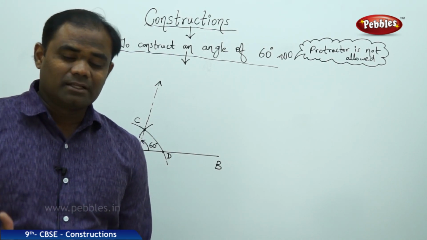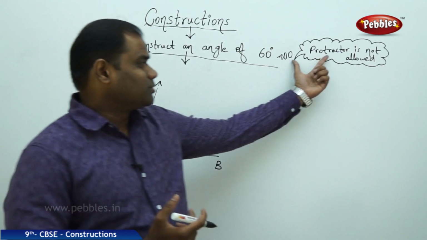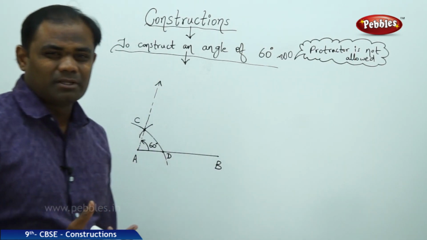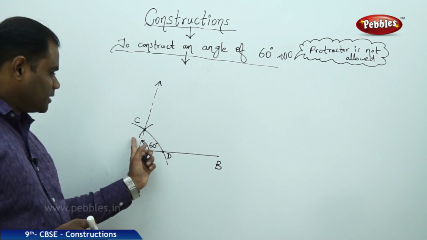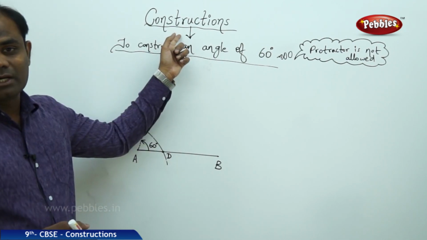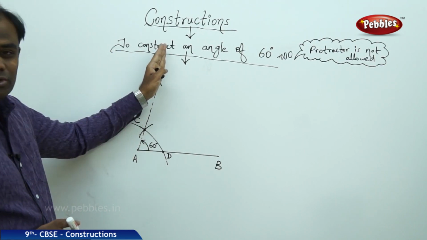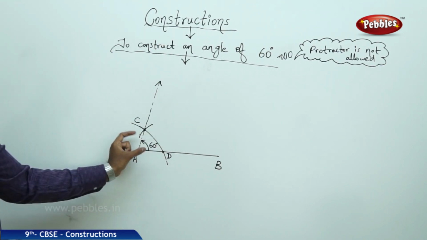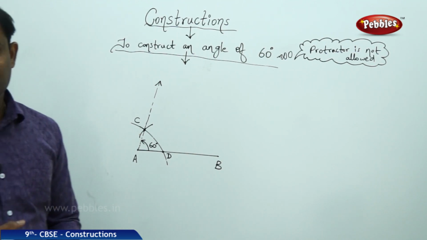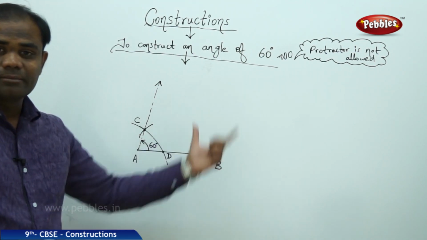So some of the angles can be constructed without using the protractor by using simple techniques of geometrical properties of cutting an arc with the same radius, cut an arc and join the two arcs, join the two points, and then we get 60 degrees. So here is what I get, 60 degrees. So let's see the rules in brief.